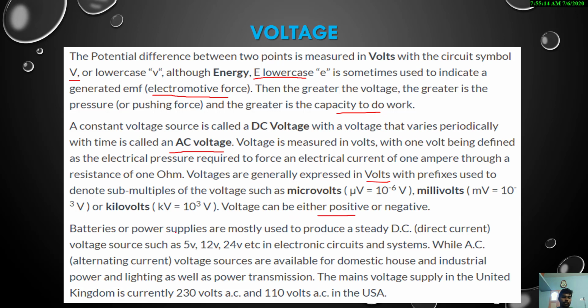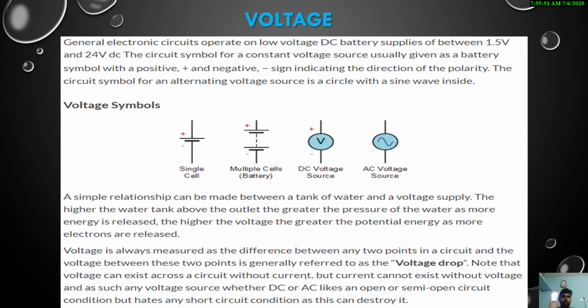Batteries and power supplies are commonly used to produce a steady DC, that is direct current, voltage source, such as 5 volt, 12 volt, 24 volt, etc., in electronic circuits and systems, while AC, that is alternating current, voltage sources are available for domestic houses and industrial power or lighting as well as power transmission. They can be in the range of 230 volt and 110 volt AC. In the USA it is 110 volt, and in our country it is 230 or 240 volt.